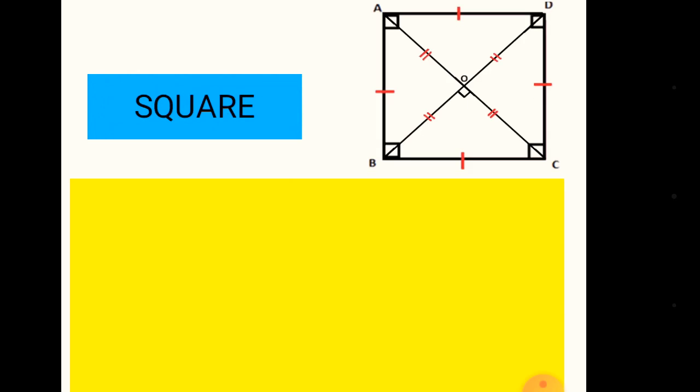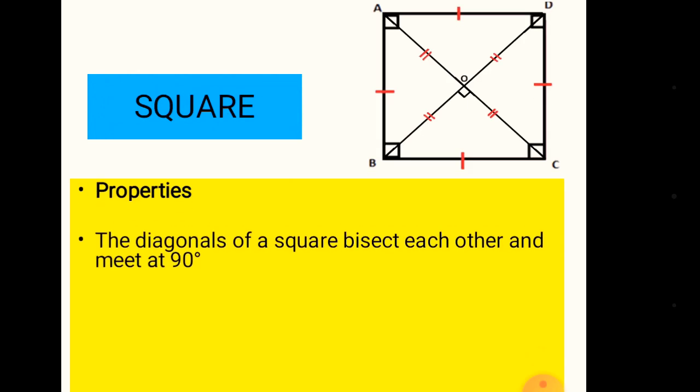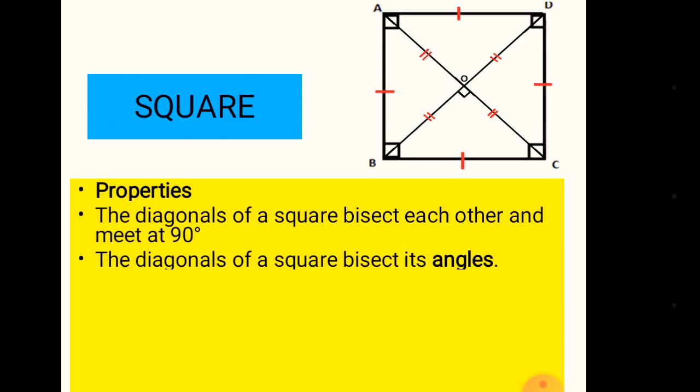Now moving ahead to the next quadrilateral, that is the square. So this is a square. Now let us quickly go through the properties of a square. The diagonals of a square bisect each other and meet at 90 degrees. As you can see, these are the diagonals and they meet at 90 degrees.